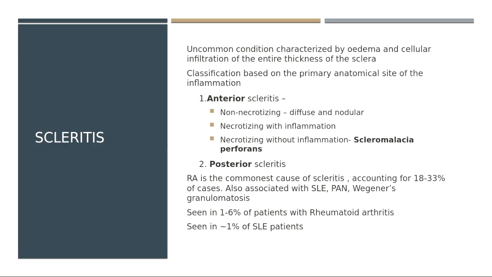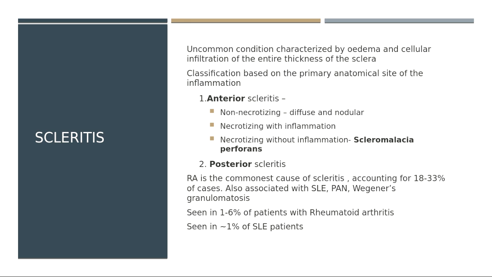So scleritis, all right, classification mainly two types, anterior and posterior. Anterior, we have three different types that we describe. We have what we call the non-necrotizing, which is the most common. Then you have necrotizing with inflammation and necrotizing without inflammation, which is also called scleromalacia perforans. And then if you have inflammation posteriorly, we can get what's known as posterior scleritis.